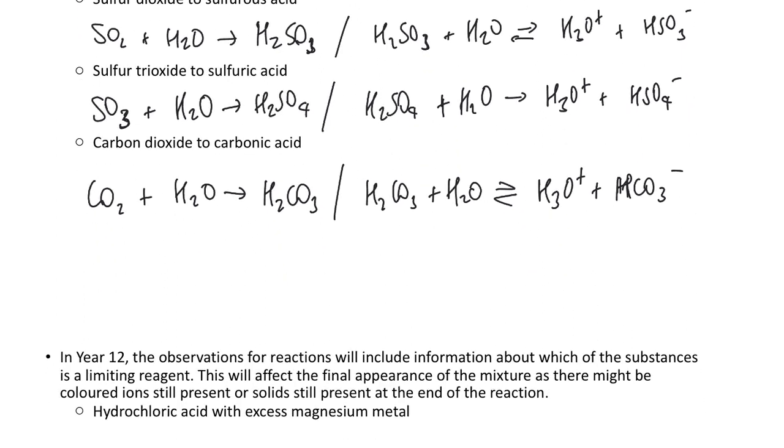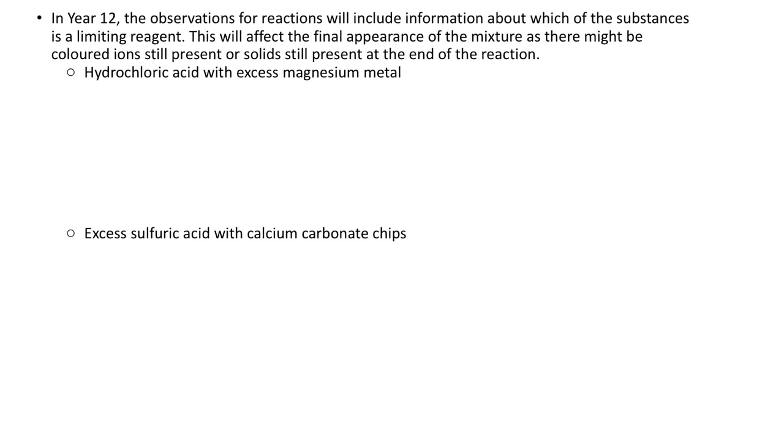Okay, and then finally, in year 12, the observations for reactions will include the information about which substance is the limiting reagent. Right, this will affect the final appearance of the mixture, as there might be colored ions present or solids still present at the end of the reaction. So, hydrochloric acid with excess magnesium metal, let's write out that equation. Right, hydrochloric acid, because we're using Bronsted-Lowry, we're going to write H3O+ because that's what it forms after hydrolysis with water, and a little bit of excess magnesium metal, so you do not need to write out that it's in excess, but you need to know that it's in excess.